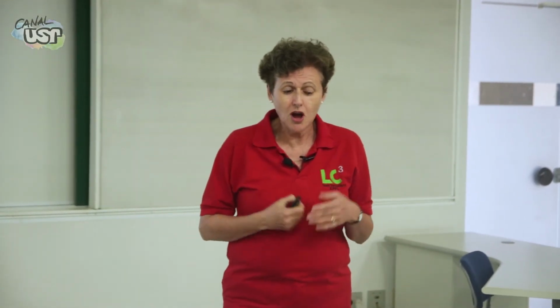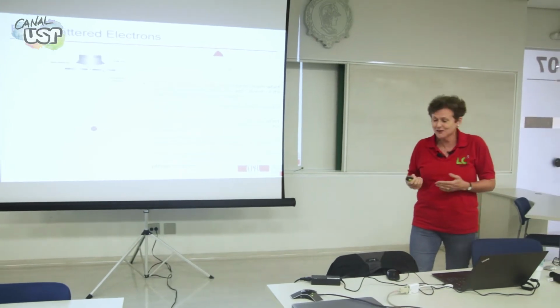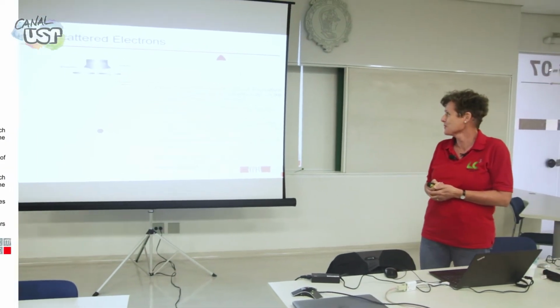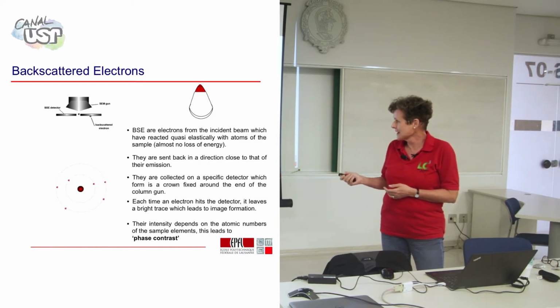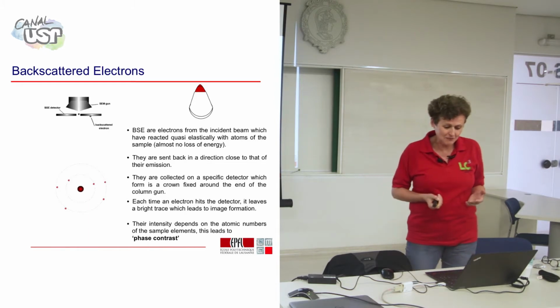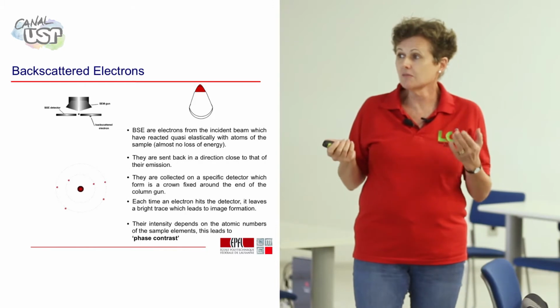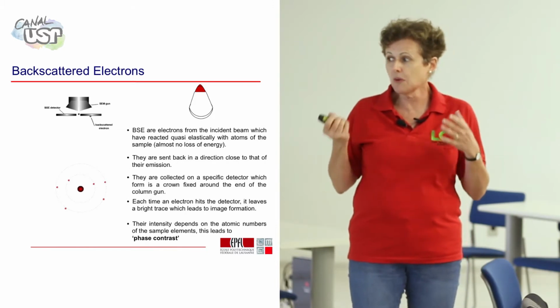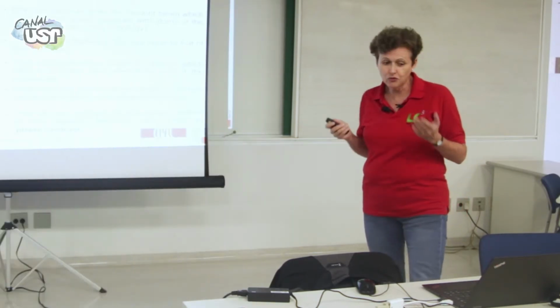Much more useful are backscattered electrons. There was a nice little animation that showed how it happened, but that's what caused the repair problem on the file this morning. We nearly couldn't have the lecture at all. But you have these electrons here that come down and occasionally get bounced back by the electrons of the atoms. And this is a very nice technique because it means that the contrast, the intensity depends on the atomic numbers. And this leads to what's called phase contrast.